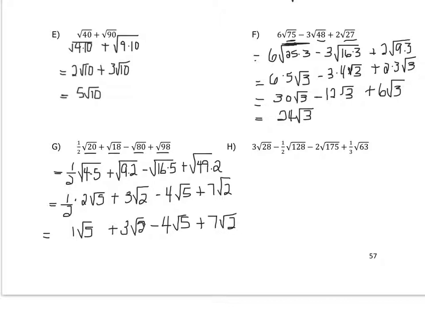And then if we look at these two are like radicals, because they both have root 5's, and these two are like radicals, because they both have root 2's in them. So 1 root 5 minus 4 root 5 is negative 3 root 5.